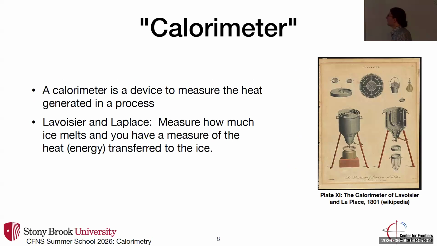What is a calorimeter? Classically, it's a device to measure the heat generated in a process. Here is Lavoisier and Laplace, and this is a plate in some book from the 1800s. They had a trick. Measure how much ice melts, and you know how much heat was transferred. If you have kind of slushy ice, and you watch its level go down, you know the volume of ice that turned into water, and that is directly proportional to the amount of energy you dumped into it.